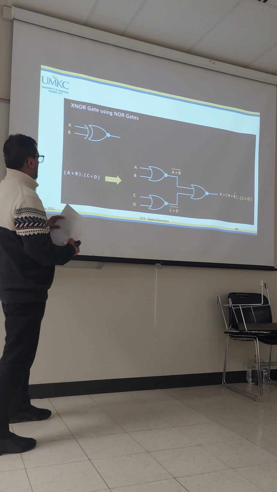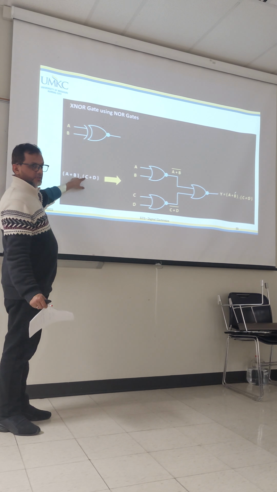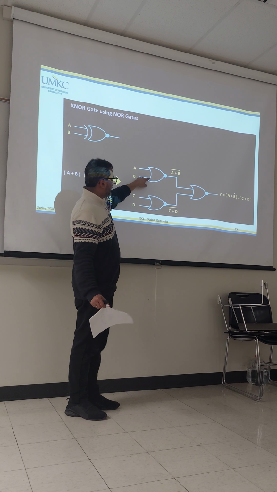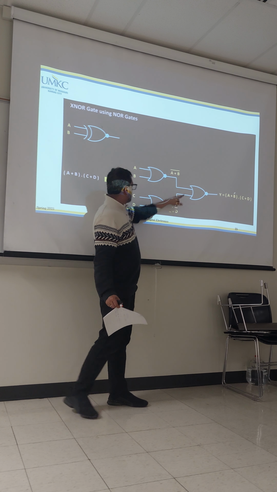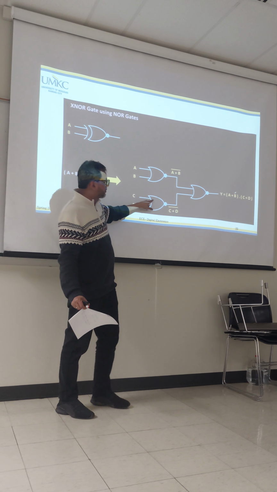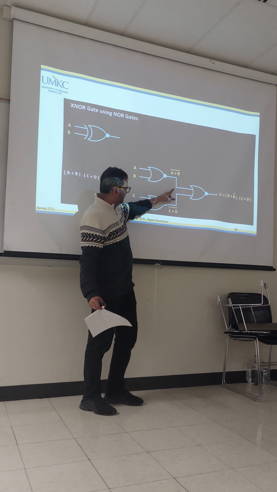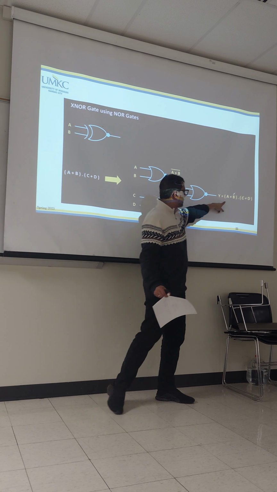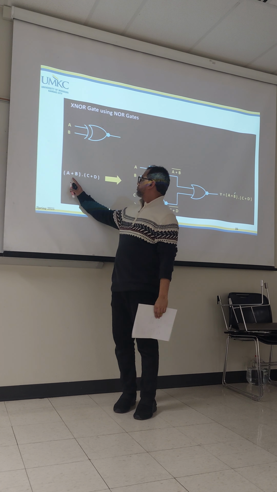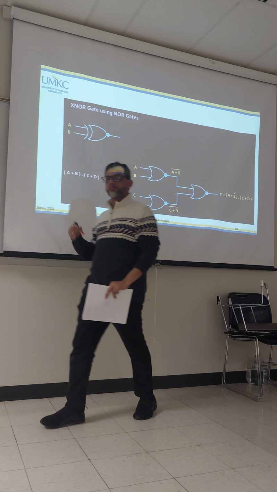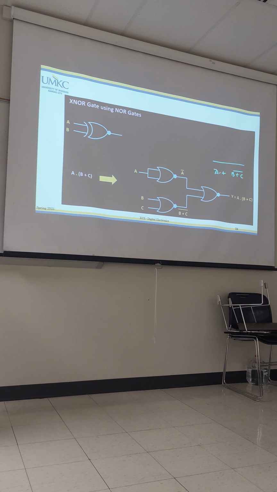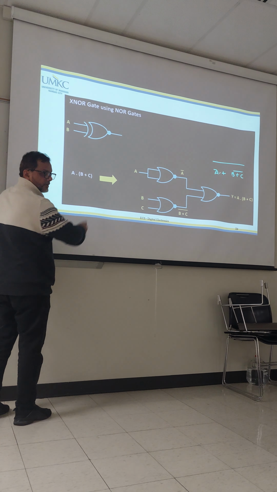To implement this one, (A plus B) into (C plus D): A plus B, the output of the NOR gate is (A plus B) whole bar. C plus D, the output of this NOR gate is (C plus D) whole bar. Then you give these to this one, and if you apply De Morgan's theorem, you will see the result. So to implement (A plus B) into (C plus D), we need three NOR gates. This one also, A dot B plus C, also needs three NOR gates.